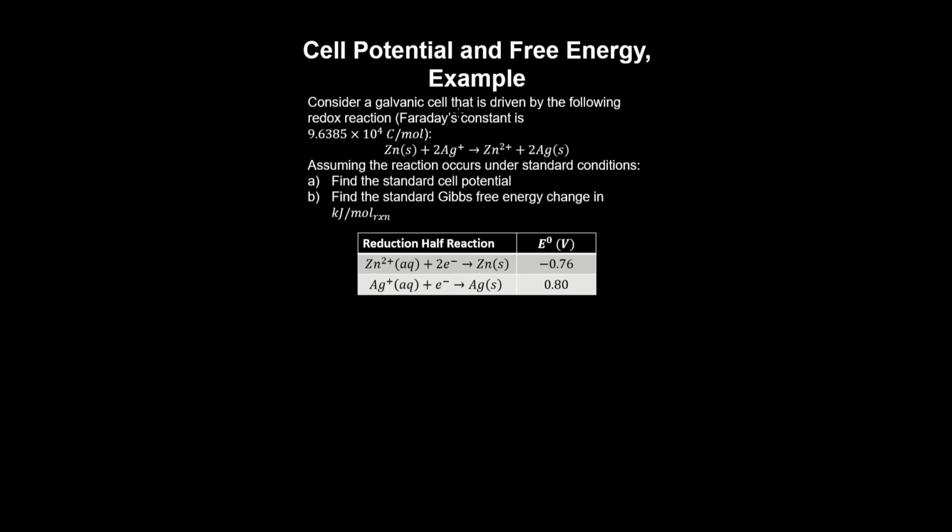Consider a galvanic cell that's driven by the following redox reaction, where Faraday's constant is given, and assume the reaction occurs under standard conditions. Find the standard cell potential. So that's equal to the standard potential of the oxidation half reaction plus that of the reduction half reaction. So assigning the oxidation numbers, we can write the half reactions as follows.